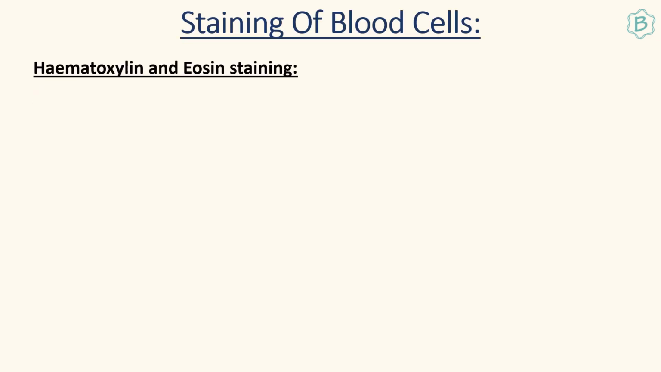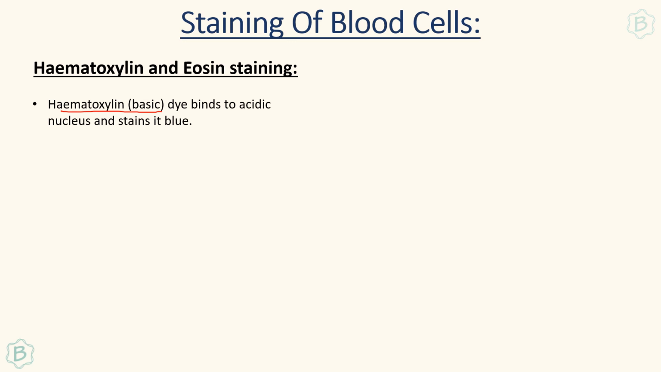Now let's look at the two staining methods for blood cells. First we have the hematoxylin and eosin staining. The first dye is the hematoxylin dye, which is a basic dye. Since it is basic in nature, it has a tendency to target an acidic component. The acidic component in this case is the nucleus. So why is the nucleus acidic? It is because of the presence of the negatively charged phosphate backbone in DNA, giving the nucleus an overall negative charge and thus making it acidic.